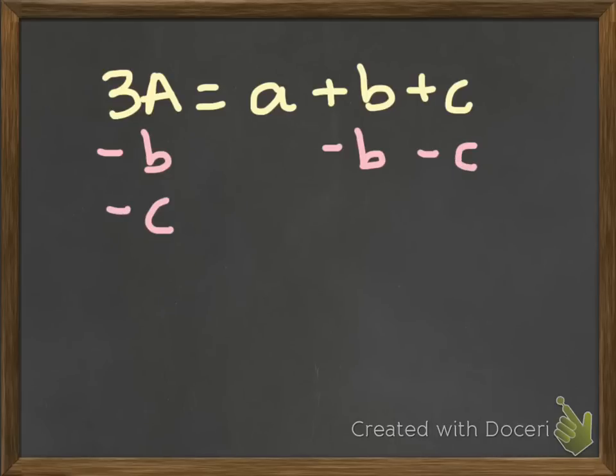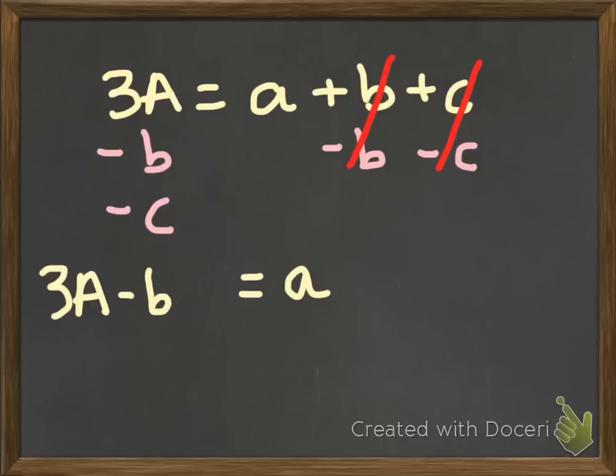Okay, so now that's 0, that's 0. So now I have a equals everything that's on the left, 3a minus b minus c. So that's what a equals.